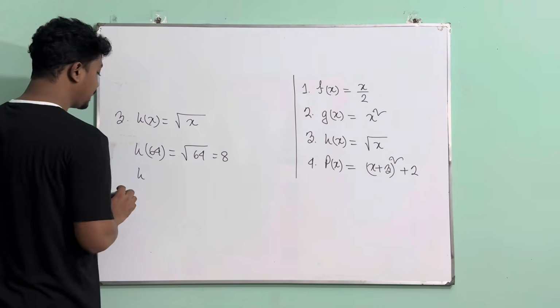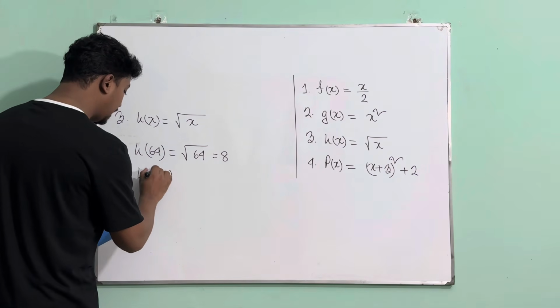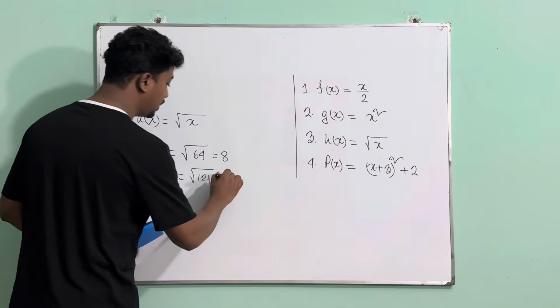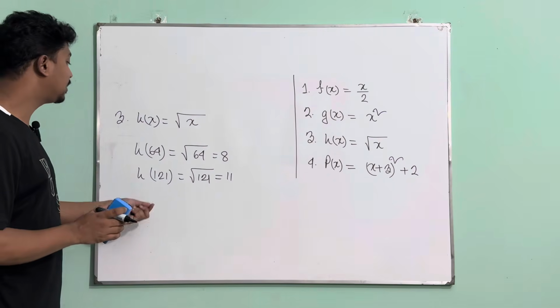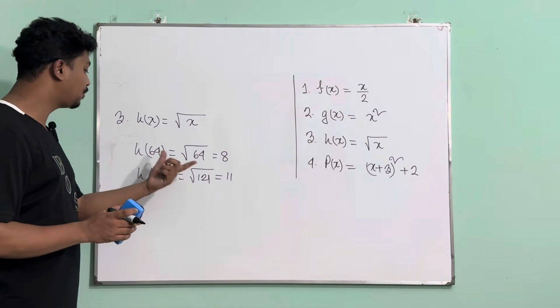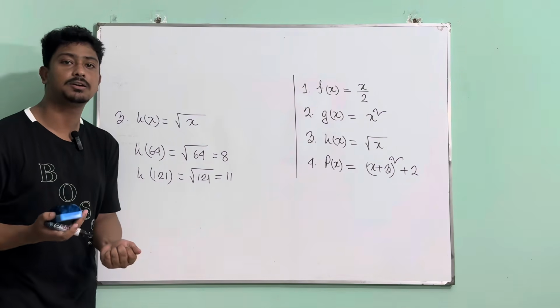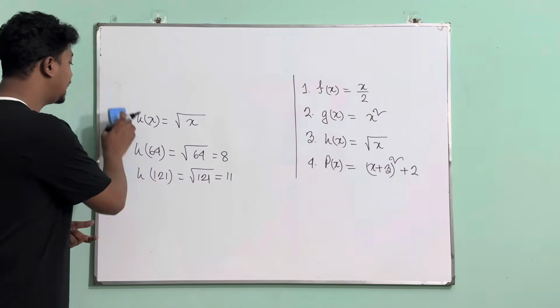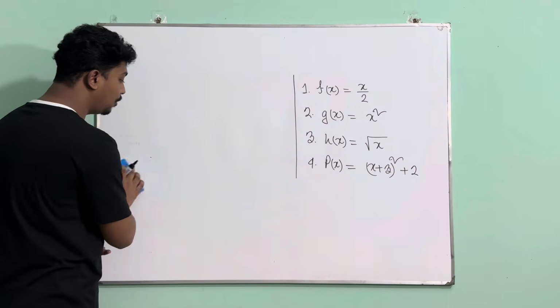If you put, let's say 121, it's going to be root over 121, and we are going to get a value of 11. Now you can also put other numbers, not perfect squares, and you're going to get decimals. You can use a calculator and easily find the value. So this is how the third function is working. Now let's go to number 4.